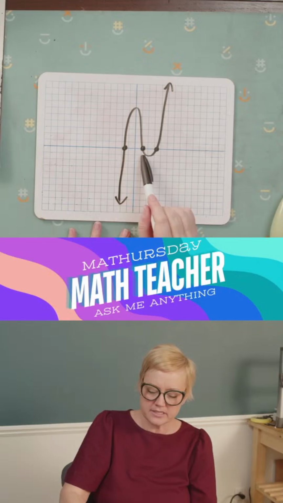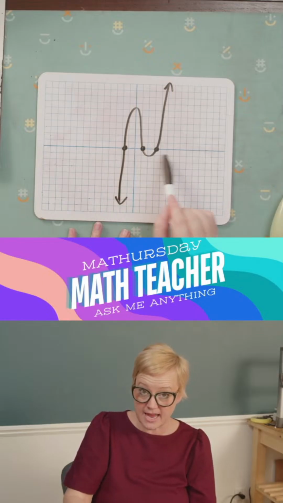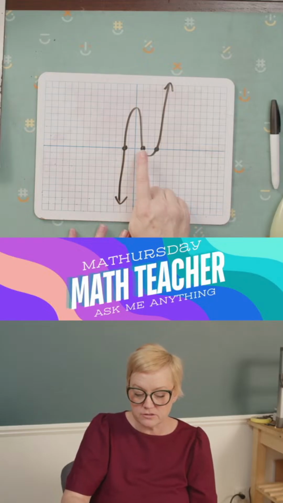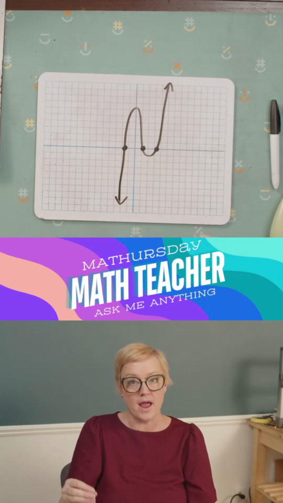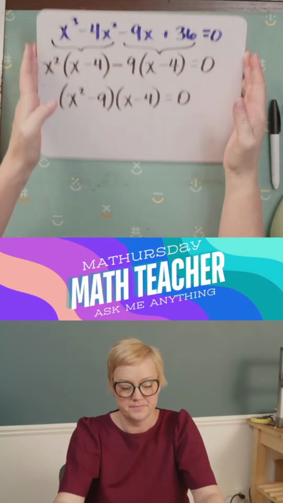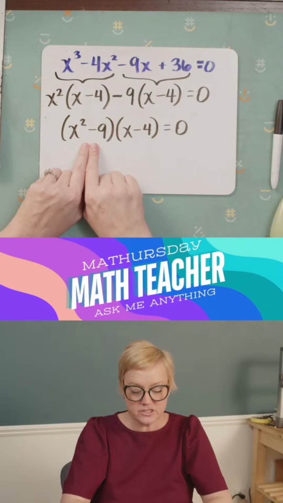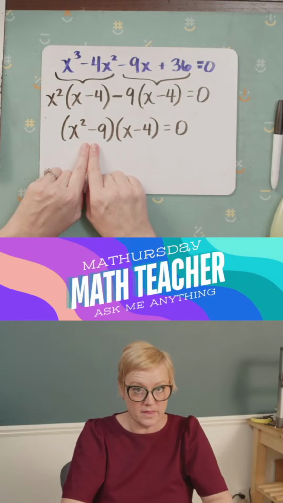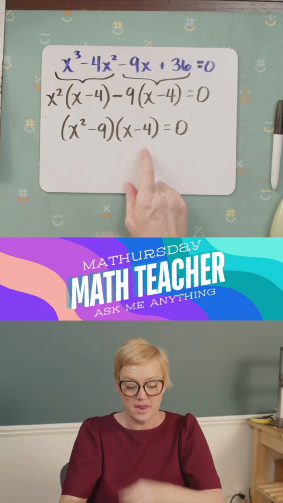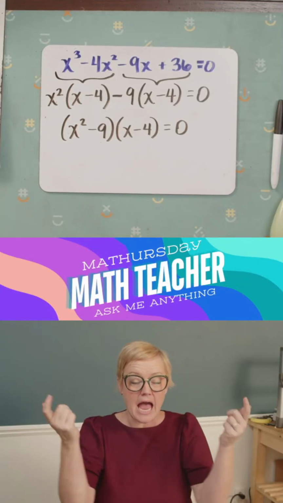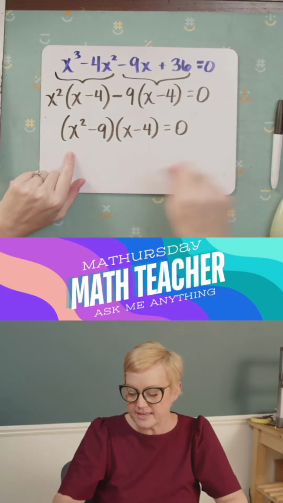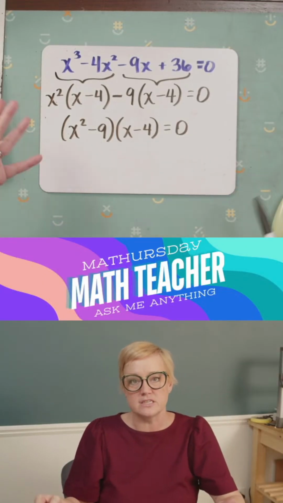So we've got 3 spots where it crosses that x-axis where y equals 0. So there are 3 values for x that make my y equal 0. So here, if I go back over, I've got x squared minus 9 is going to be the one that equals 0, or x minus 4 is the one that's going to equal 0. Now in this case, I know, because I've been doing this a long time, x squared minus 9. So now I'm going to set these equal to 0 and solve them.